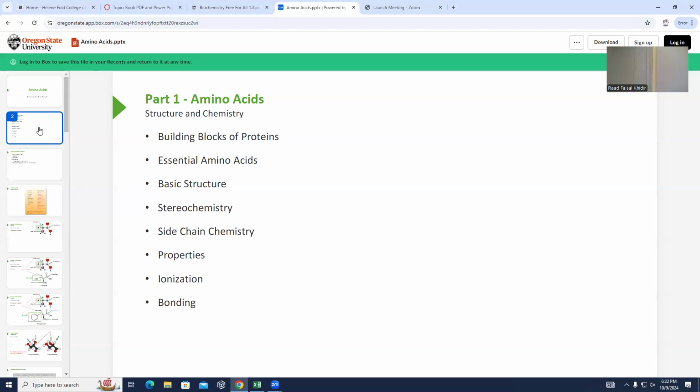So the names in the books are different. Sometimes they call them micromolecules, sometimes monomers. Sometimes they call them macromolecules, sometimes polymers. Monomers, polymers, micromolecules, macromolecules. If I am building up, I'm going from small to big.